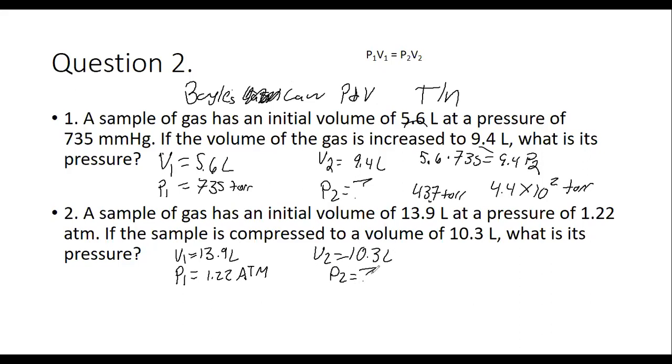So again, P1 V1 equals P2 V2. 1.22 times 13.9 equals 10.3 multiplied by pressure 2. Divide each side by 10.3. And I got 1.646 atmospheres, which, since we should have 3 sig figs here, is 1.65 atmospheres.